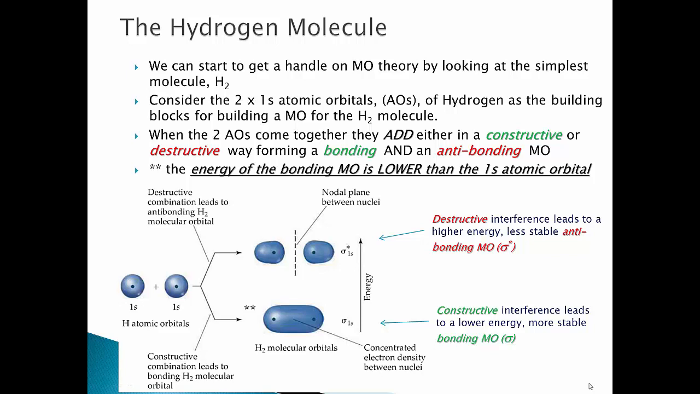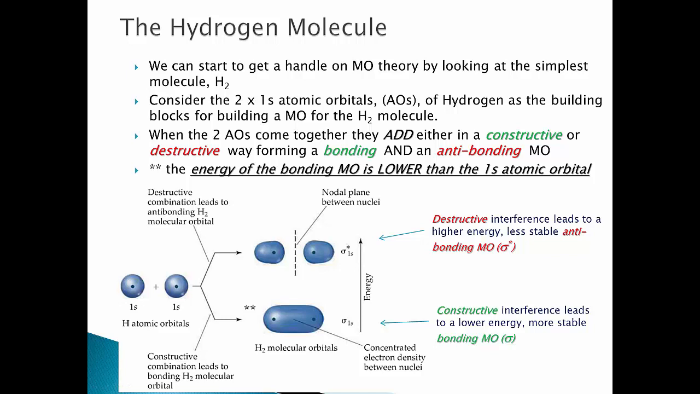Okay, so the hydrogen molecule. Let's start with the hydrogen molecule because it is our simplest molecule, with 2 atoms coming together and making a single bond. If we have a look here, we have our hydrogen atomic orbitals, so 1 electron is in the 1s shell. They come together and we get constructive interference, and it has a lower energy than our original atomic orbitals. This is called our bonding molecular orbital, and it's very stable because it's lower in energy.